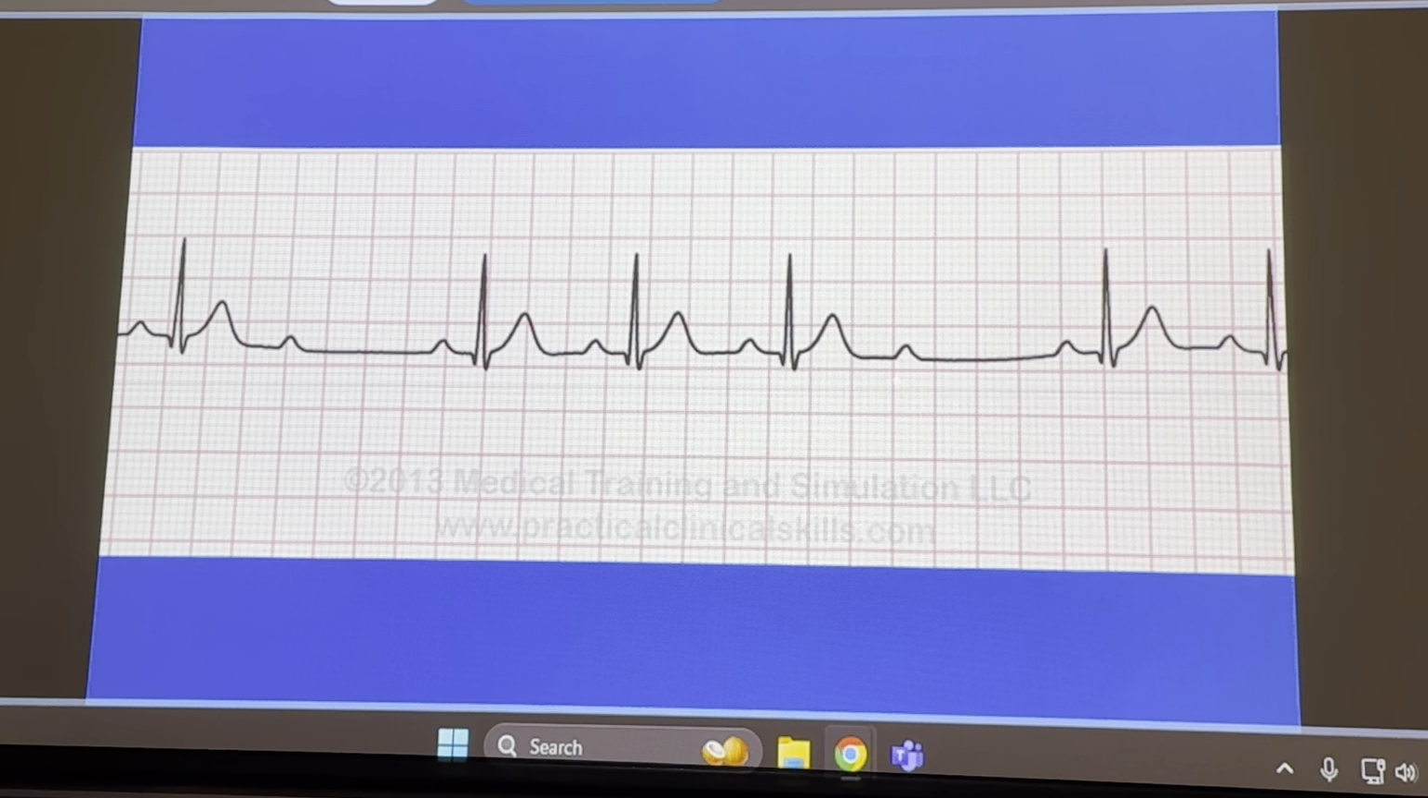So we have a P wave, but then do we have a QRS complex with that P wave? No, we don't, right? So I'm dropping a beat. That's how it's gonna differ from first degree AV block. Remember, in first degree AV block, we have that prolonged PR interval, but we don't drop the QRS complex. Here, we have that consistent PR interval, but then we drop a complex. That makes sense. Perfect.